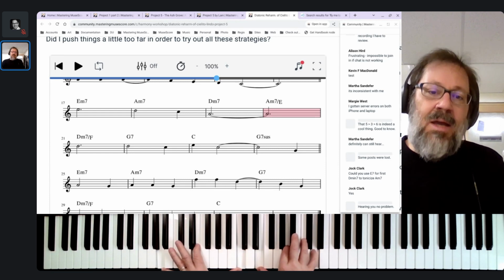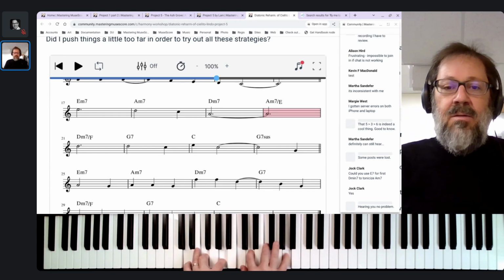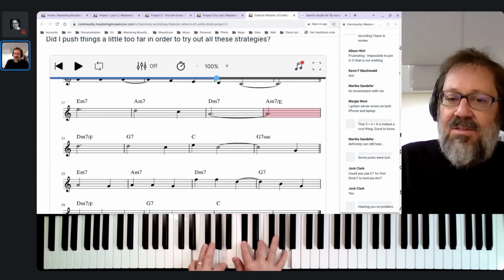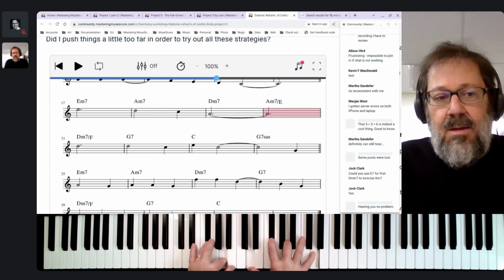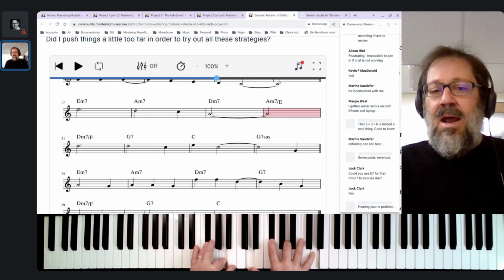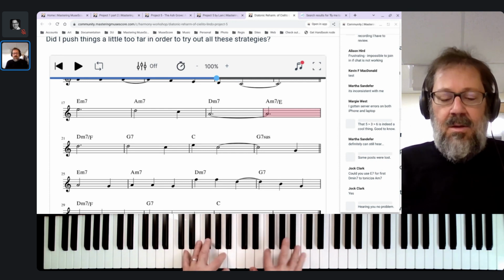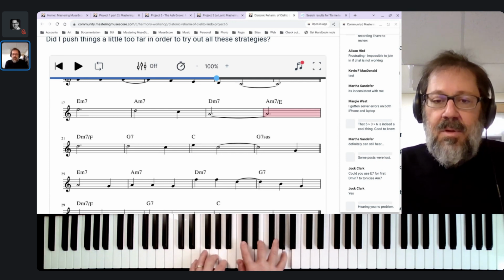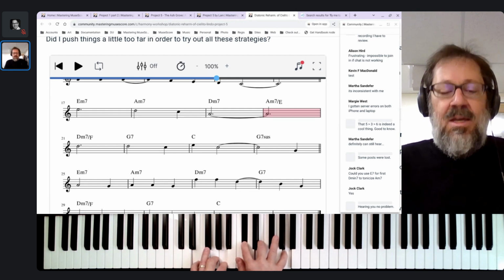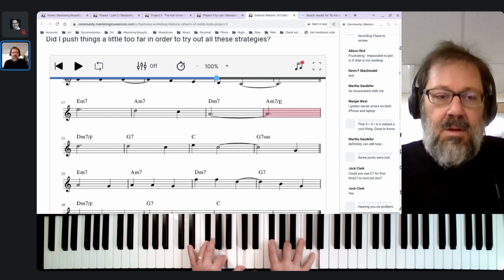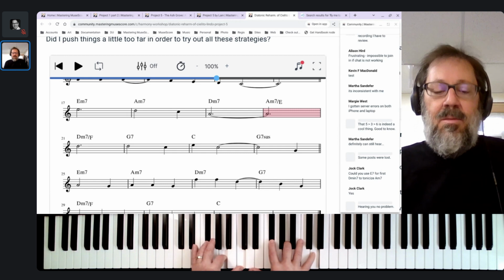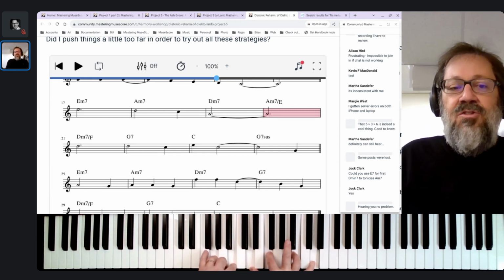E7 to A minor to D minor, A7, D7, and I used his inversions. E7 to A minor to D minor, A7 with the E in the bass, D7 with F sharp in the bass, to G7.